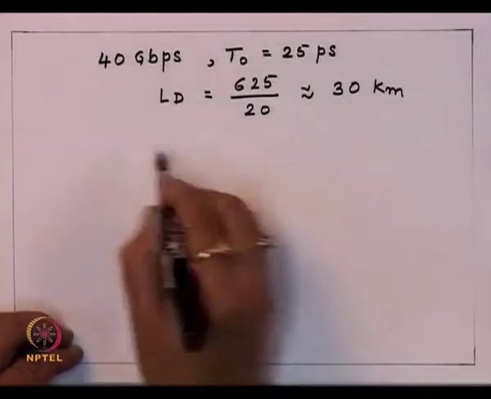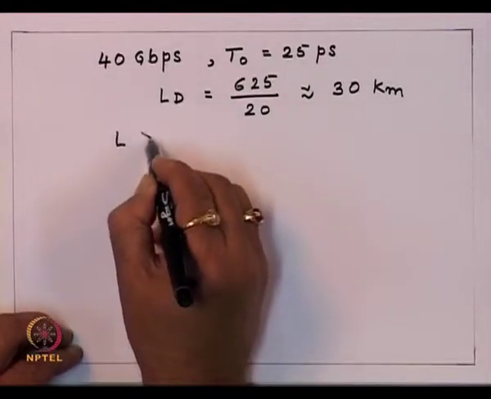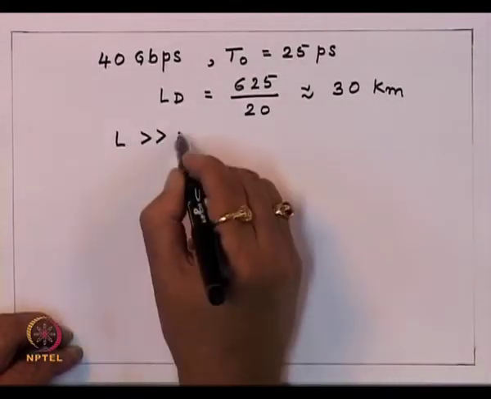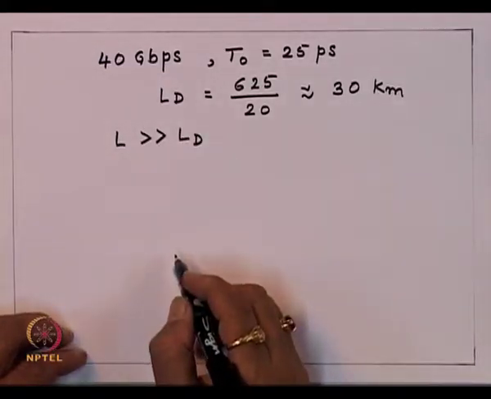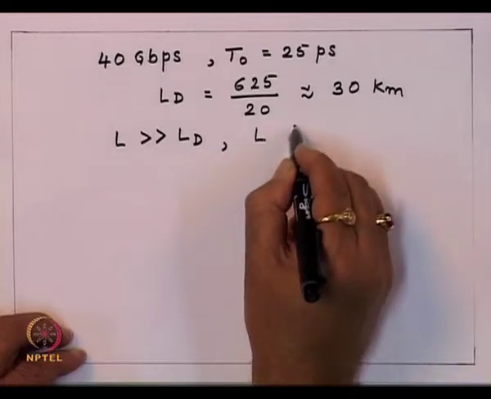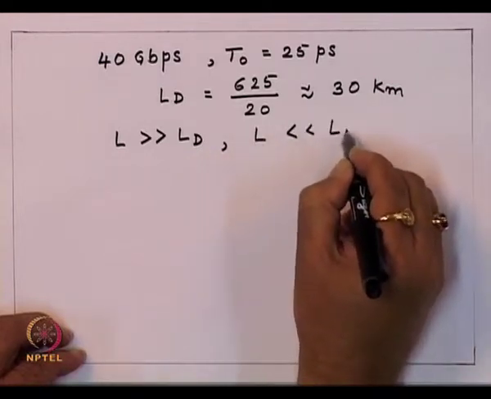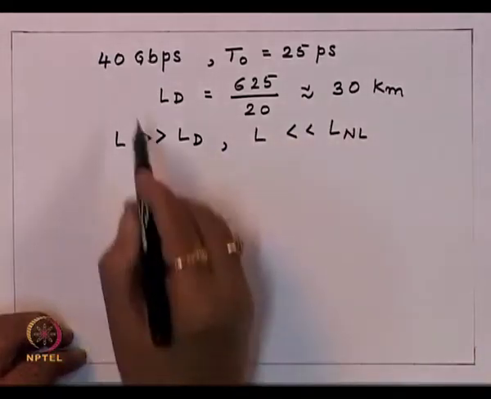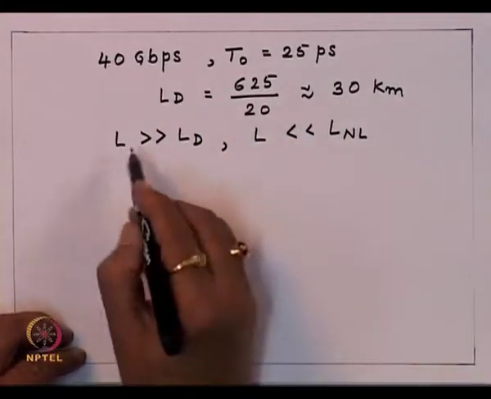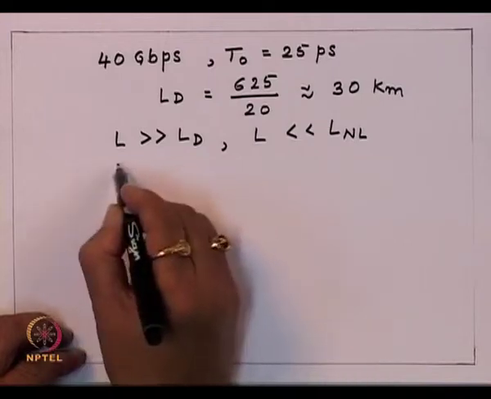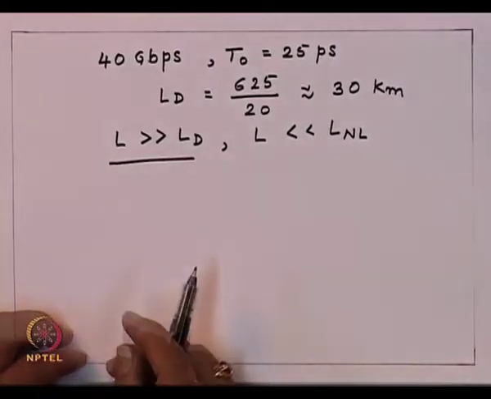In this case, we will see that L is much greater than LD, but L will still remain less than LNL. So, for 40 Gbps pulses transmitted on the optical fiber, you will see that the dispersion effect will start showing up, because that is the situation which will prevail.